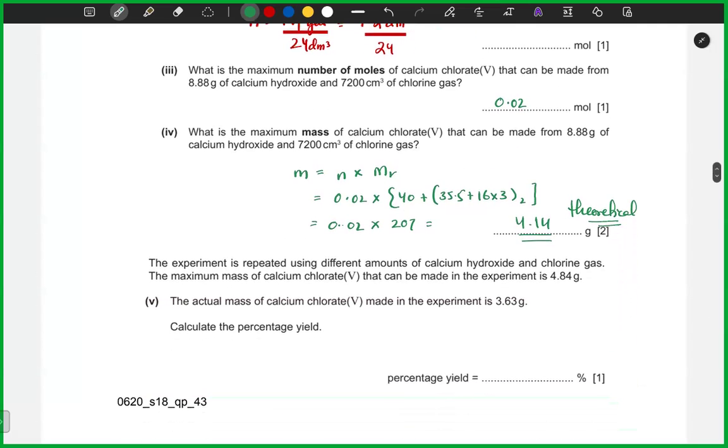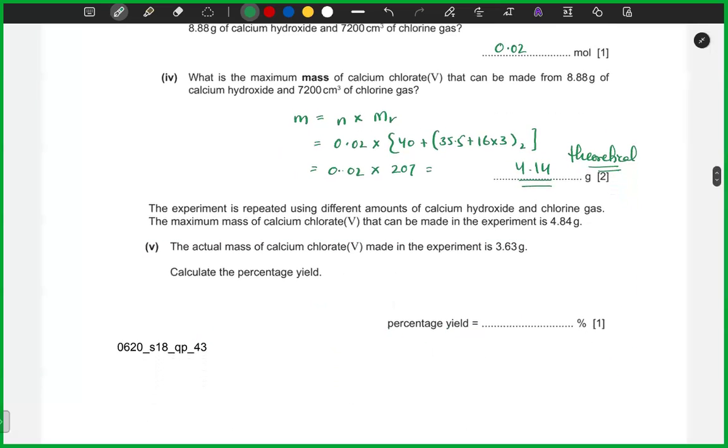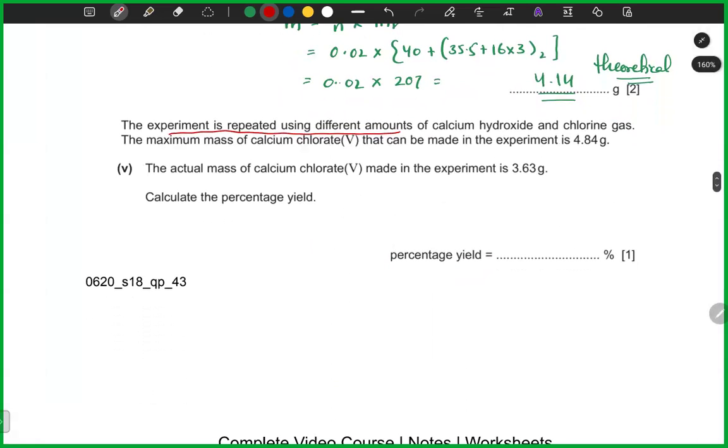Now, the next part is the yield question. You have to find the percentage yield. And he says that the experiment is repeated using different amounts. So all the calculations that we did, we can ignore, because now he's doing a different experiment. In that experiment, the maximum mass, the theoretical one, is 4.84, and the actual mass from the experiment was 3.63. He's asking you to figure out the yield. That's pretty easy.